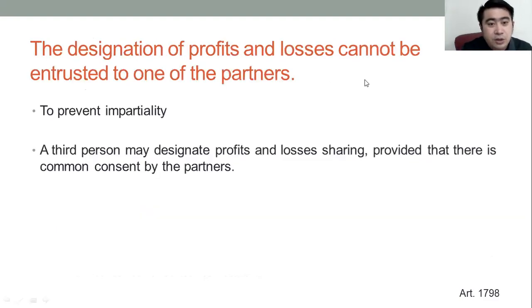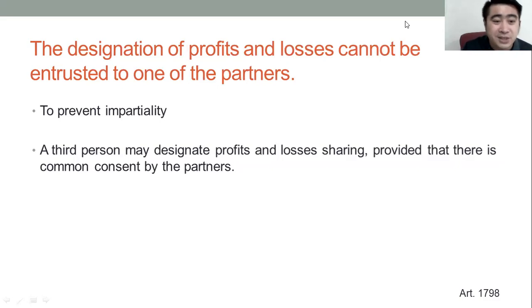And the designation of profits and losses cannot be entrusted to one of the partners because that will be absurd, class. Magiging bias yung isang partner kapag siya yung pwede mamili kung paano yung hatian. Kasi pwedeng sabihin niya, let's say tatlo yung partners, gusto ko 98% sa akin, tapos kayo tig 1% lang kayo. Hindi mo pwedeng ganun, class. Pero kapag pumayag naman yung ibang partners, what's to prevent that? Pumayag sila eh.